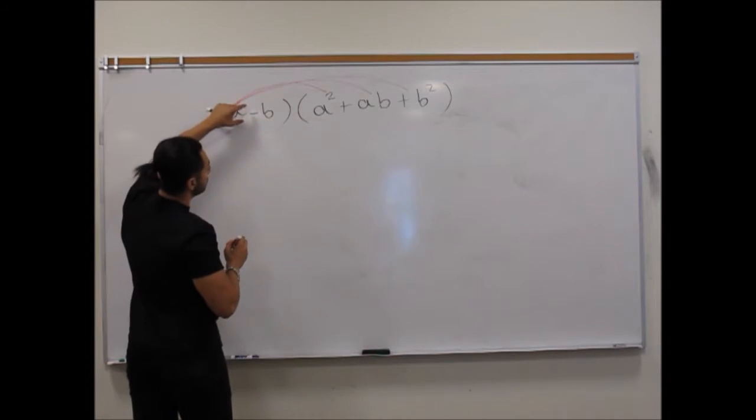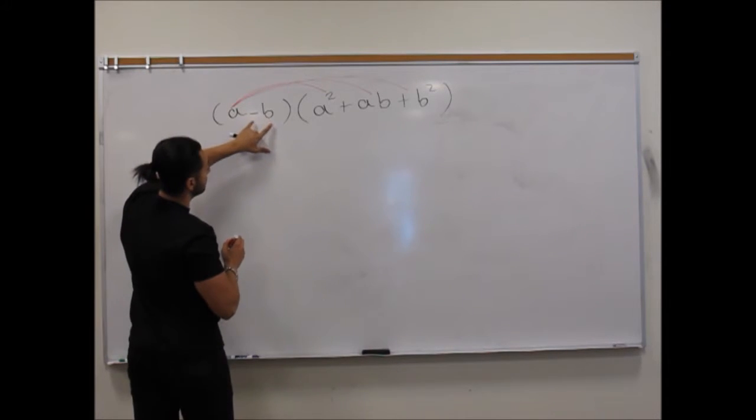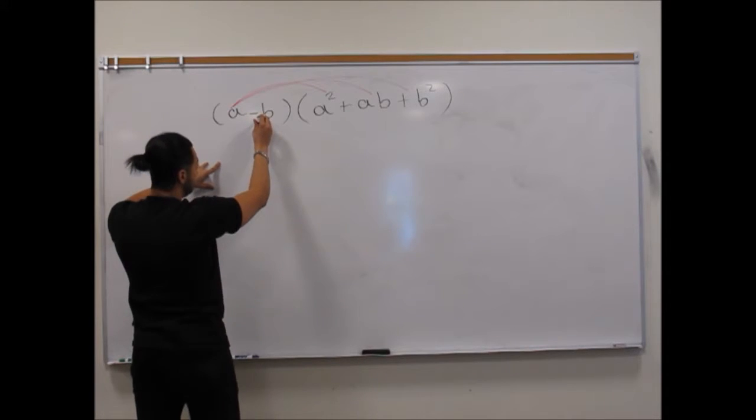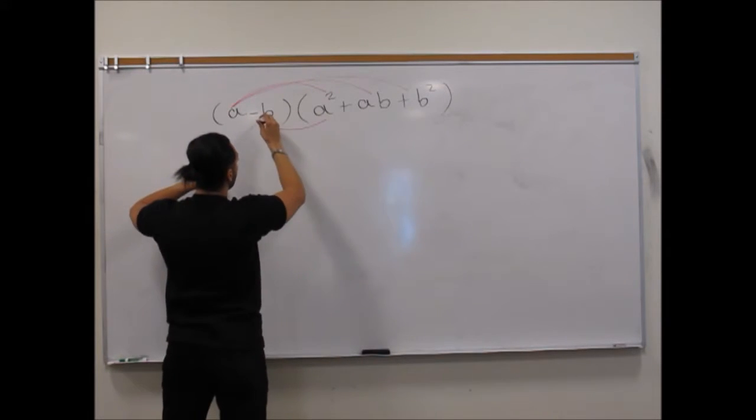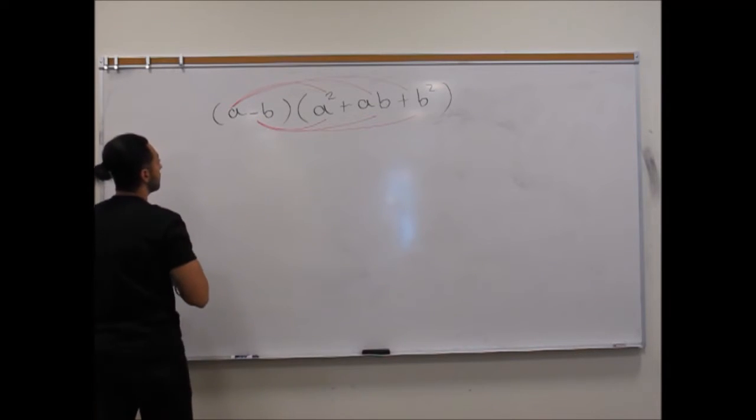And again, just beware of the sign there. That's very important. You're going to distribute not only the b, but the sign associated with it, which is the negative. So we're going to distribute the negative b into all 3 of those terms as well. Just like that. So let's see what we get.